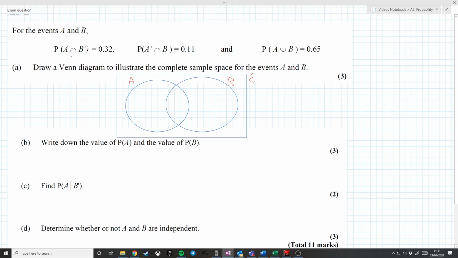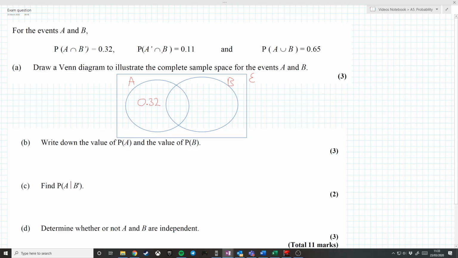So what does A intersect not B mean? Well, that means it is in A, but it is not in B. It is in A, but it is not in B. So which part of the Venn diagram is this? So this part is in A and not in B. This part is in A and B. So therefore I can see it is this part. It is in A and it is not in B. So I know that this part is 0.32.